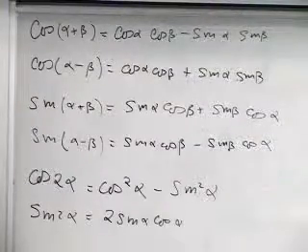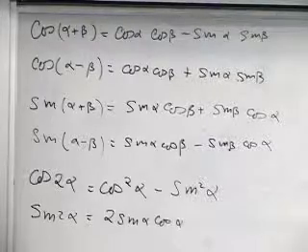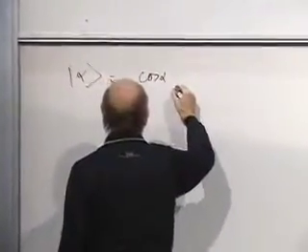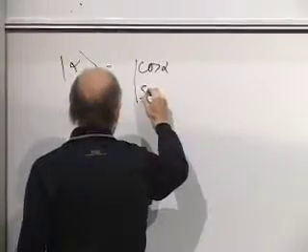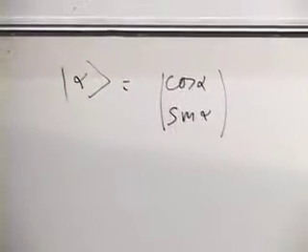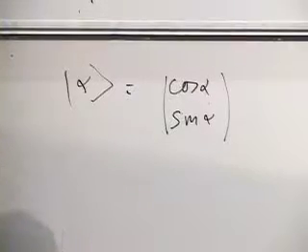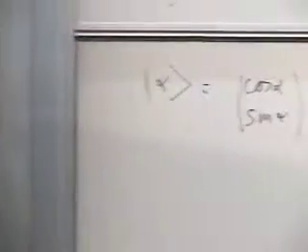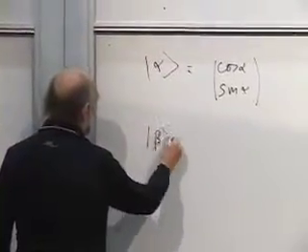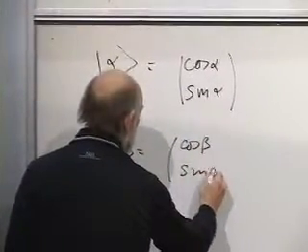Okay, so we pass through the first polarizer. It's the alpha polarizer, and what comes out is the alpha ket, which is equal to cosine alpha, sine alpha. Just using this formula, replacing theta by alpha. Now we're testing for beta polarization. The beta ket is, of course, cosine beta, sine beta.